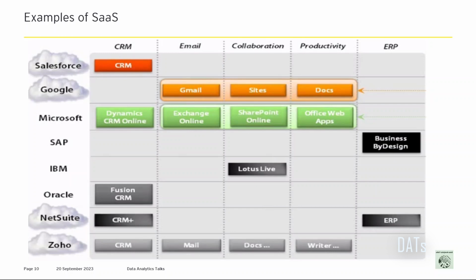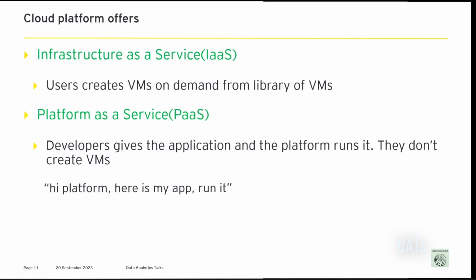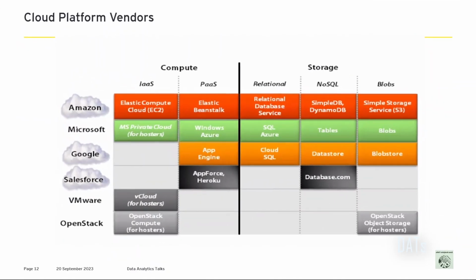Then you know SAP. It gives you ERP solutions, Business ByDesign. Then we have IBM, which provides Lotus Live. Then we have Oracle Fusion CRM, NetSuite CRM Plus. Then Zoho has CRM, Mail, Docs, Writer, and so on. You could find a number of cloud providers for SaaS today. These are all just examples. So now we know what cloud platform offers. Now we can see some of the platform vendors available in the market.